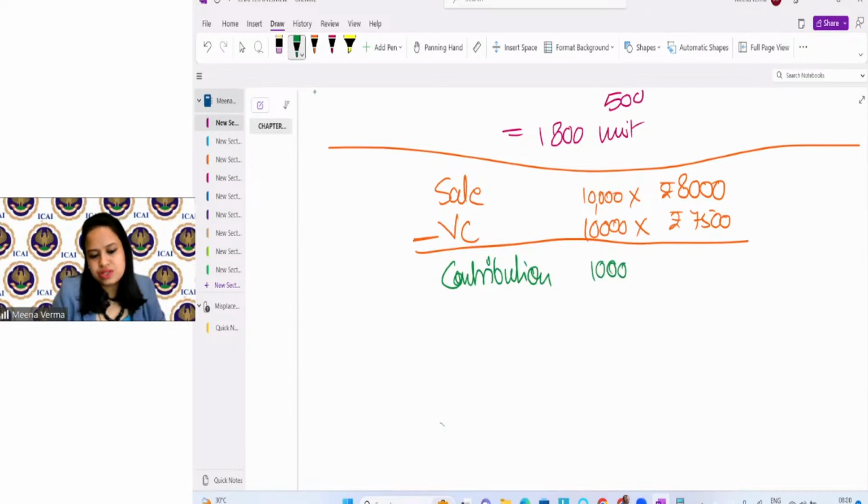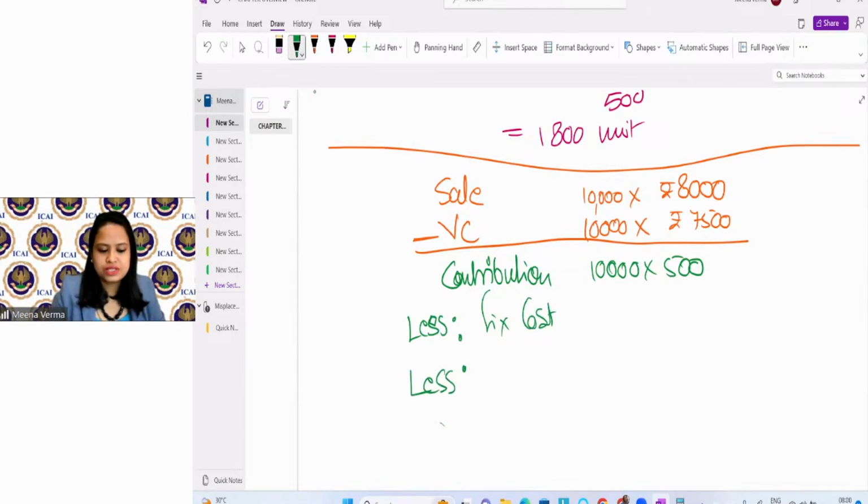So 10,000 units into 500 will be your total contribution. Less, what is the total fixed cost? And less, what is the setup cost here? This will give you the profit.